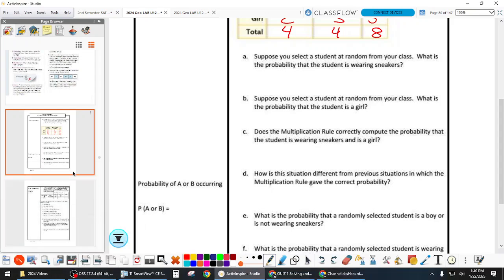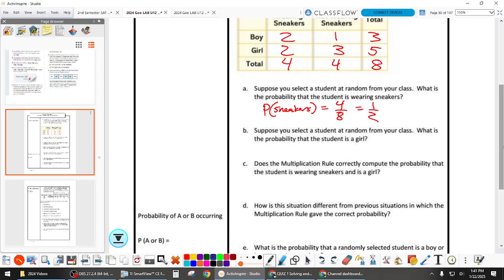So A, suppose you select a student at random. What's the probability the student is wearing sneakers? Well, that would just be 4 out of the total, right? There's no compound multiple event things. So 4 out of 8. Suppose you select a student at random. What's the probability that the student is a girl? Well, now we have to go a different direction, and it's 5.